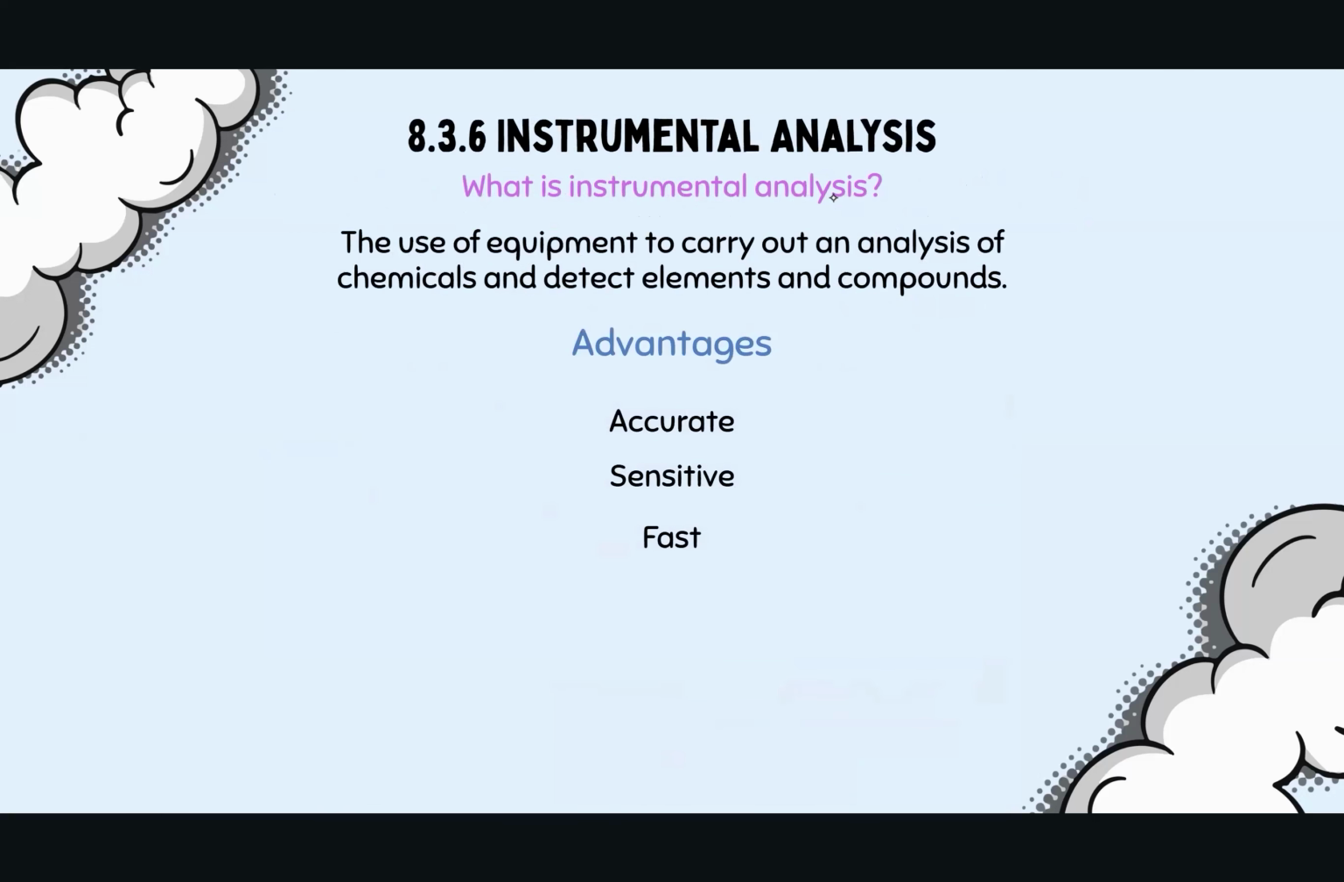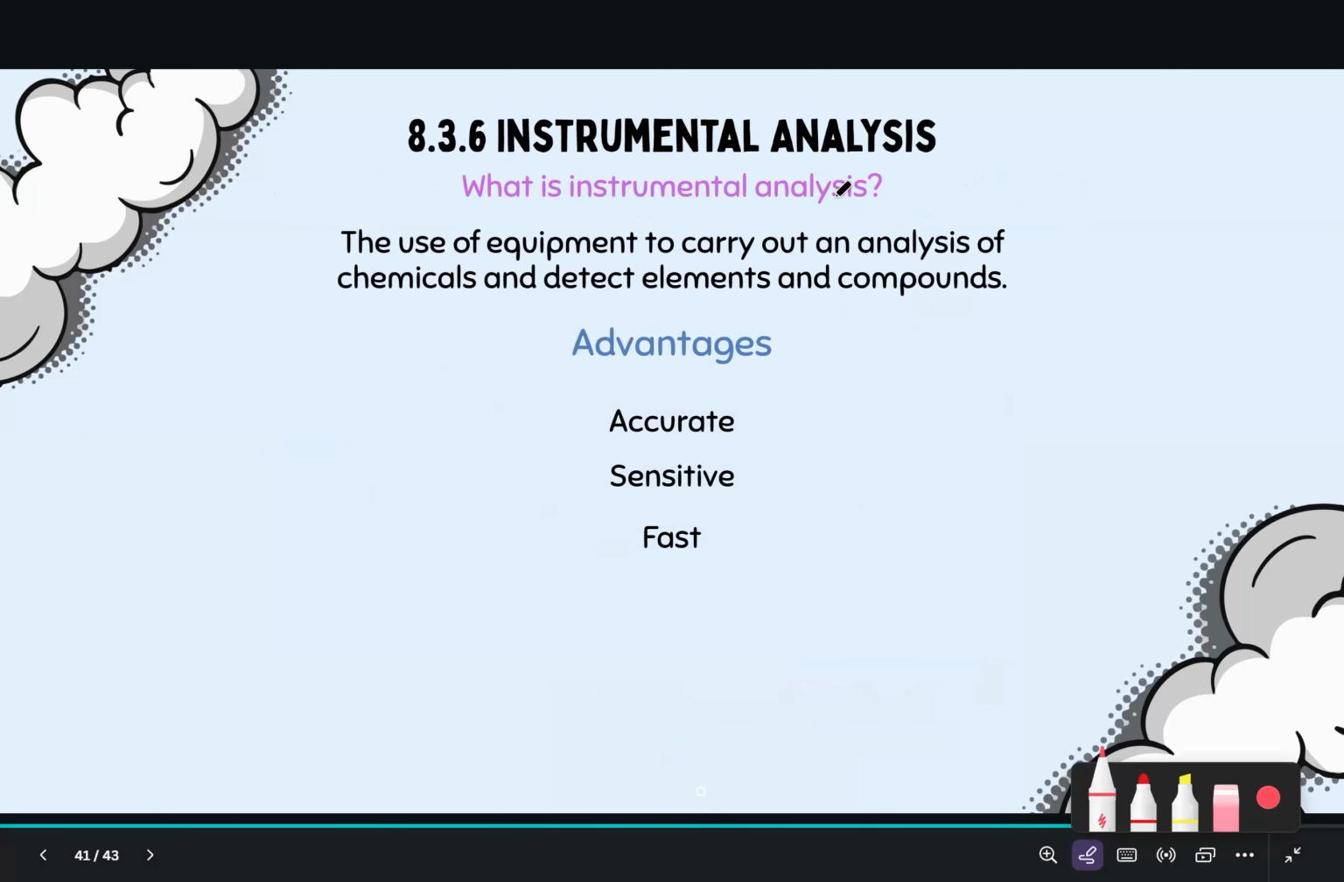Okay, instrumental analysis. So what is instrumental analysis? The use of equipment to carry out an analysis of chemicals and detect elements and compounds. So the advantages with instrumental analysis is that they're accurate, they're sensitive, and they're fast.